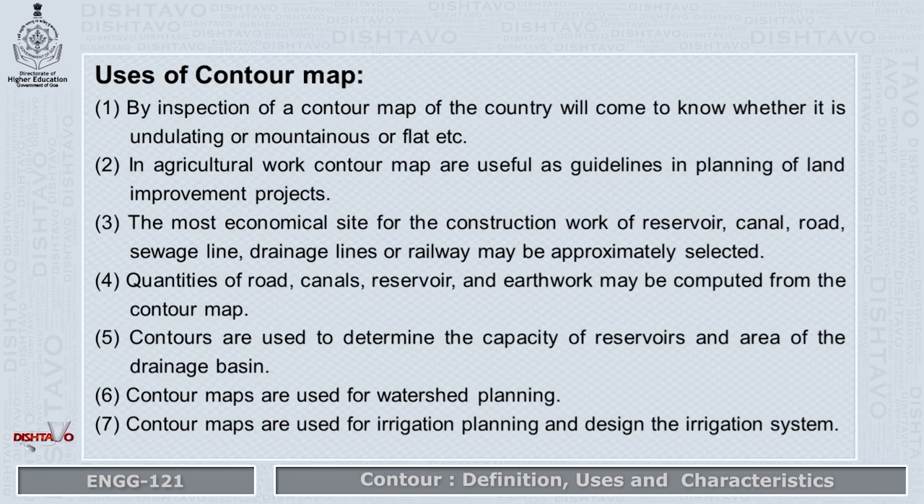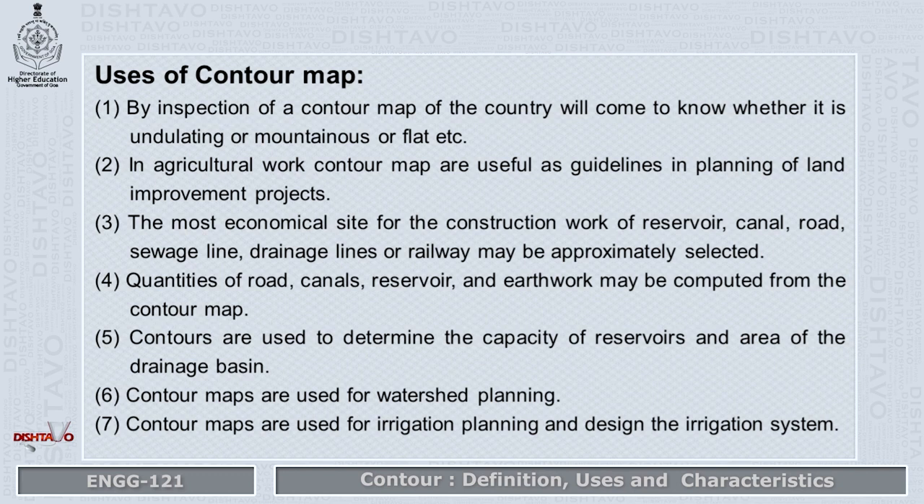Uses of contour maps. Contour maps are used in so many applications. By inspection of the contour map of the country, we come to know whether it is a flat terrain or some undulating terrain. In agricultural work, contour maps are useful for guiding and planning improvement projects. The most economic site of construction can be found out by this contour map for the construction of different reservoirs or ponds or roads or railways, etc.